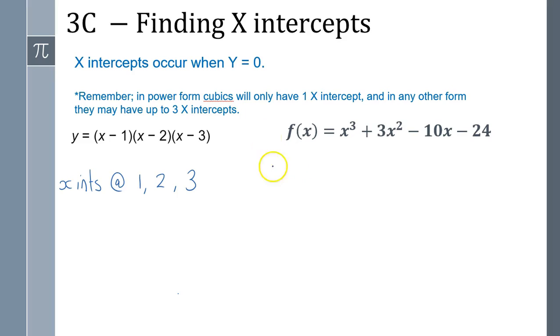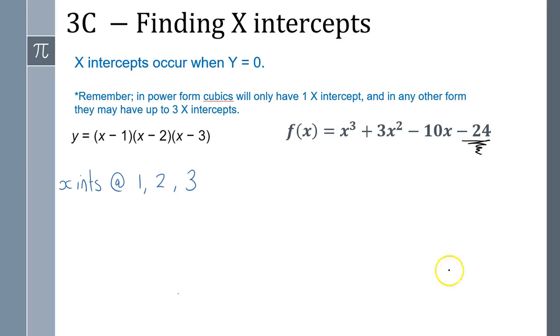Over here, we've got a little bit more work to do, simply because we don't have it factorized. So the goal is to get it factorized and then use that null factor law, same as we did there. I need to remember all my steps for this one, and the first thing I need to do is find a factor. I'm going to do that by trying a couple of different factors, subbing them in for x, and trying to find one where my function equals 0. Now what we're looking for is factors of negative 24.